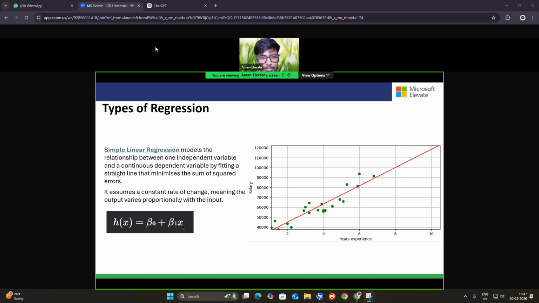Guys? Okay, Vishwajit. If in linear regression there are only two columns, one independent, one dependent, but in a real life scenario we can have 10, 20 columns, then what should be the correct regression?